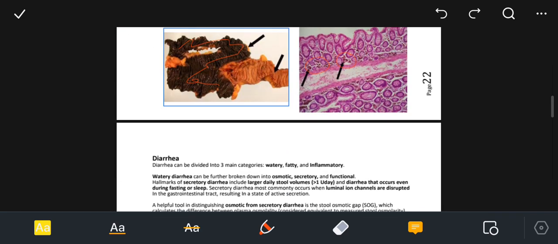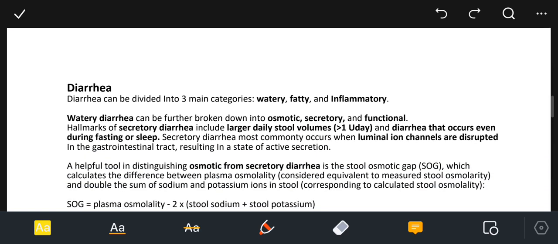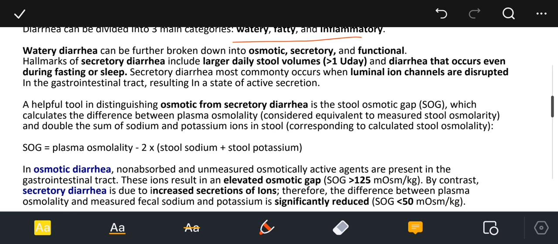So moving forward, diarrhea. Diarrhea can be divided into 3 main categories: watery, fatty, and inflammatory. Watery diarrhea can be further broken down into osmotic, secretory, and functional diarrhea. The hallmarks of secretory diarrhea include larger daily stool volumes, more than 1 liter per day, and diarrhea that occurs even during fasting or sleep. So secretory diarrhea will occur during fasting or sleeping as well.